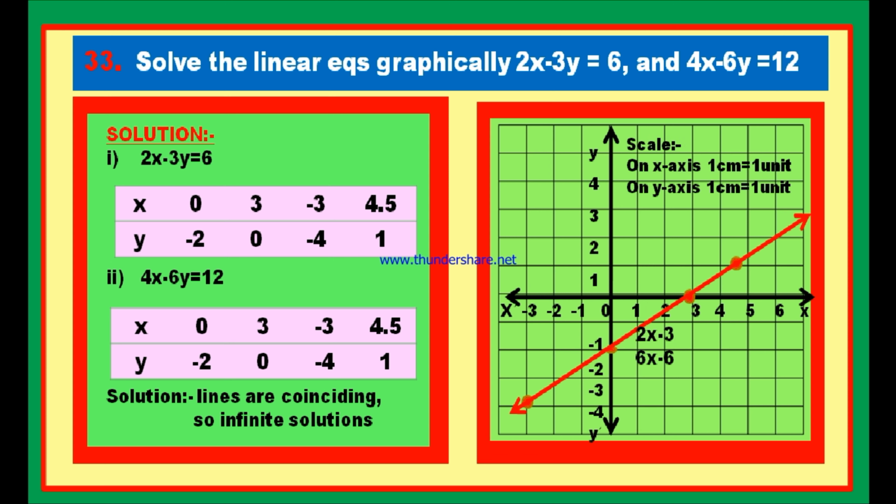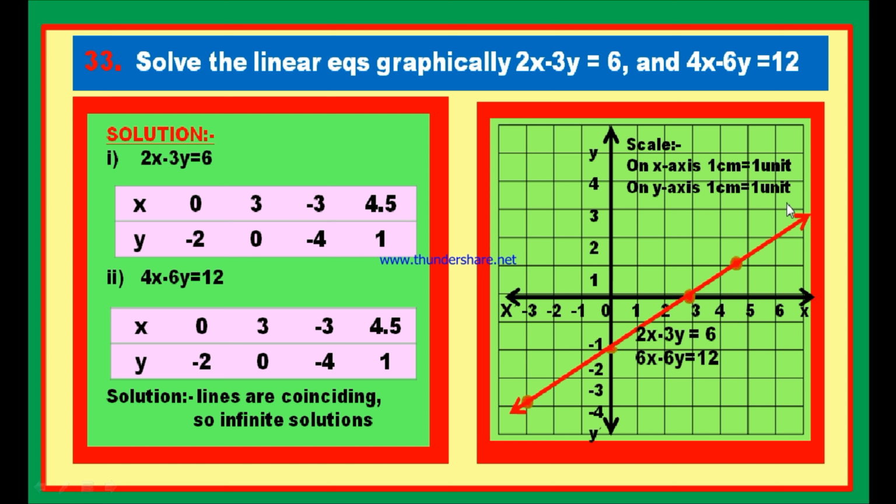Now the equation of the straight line is 2x minus 3y is equal to 6, and you will get the same points, therefore you will get the same straight line again. Therefore the straight line represents both the equations 2x minus 3y is equal to 6 and 6x minus 6y is equal to 12. And the scale is on x-axis 1 cm is equal to 1 unit, and on y-axis 1 cm is also equal to 1 unit.